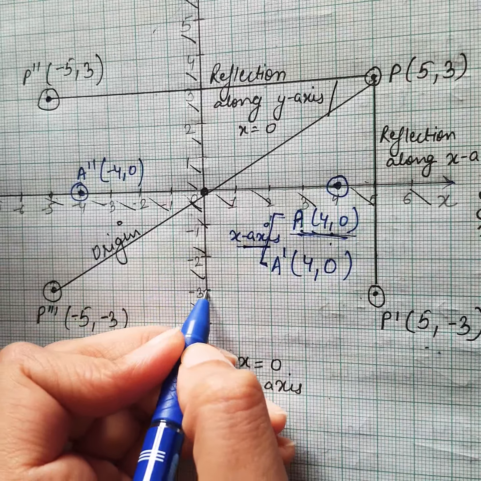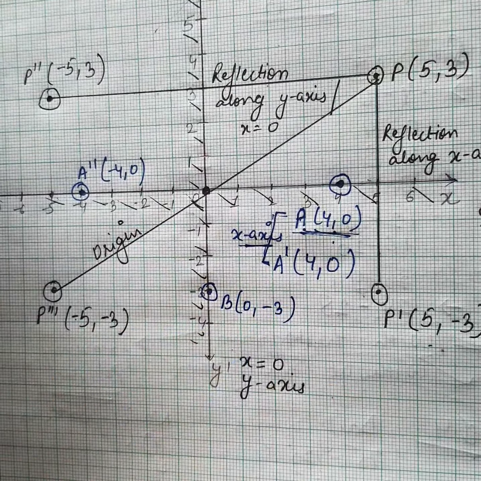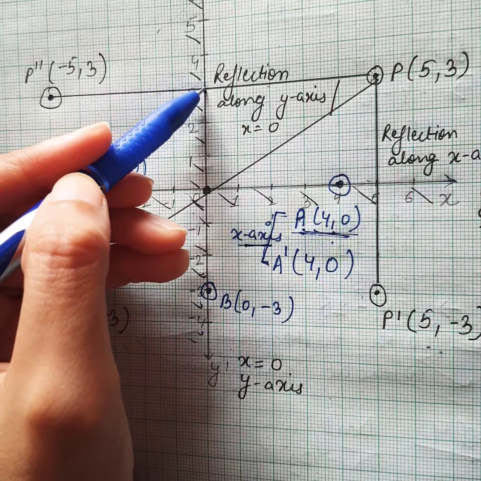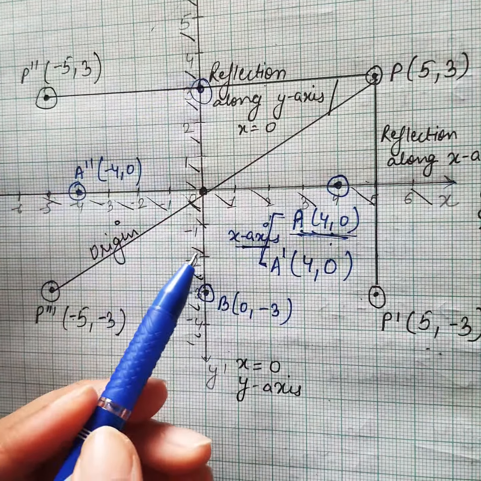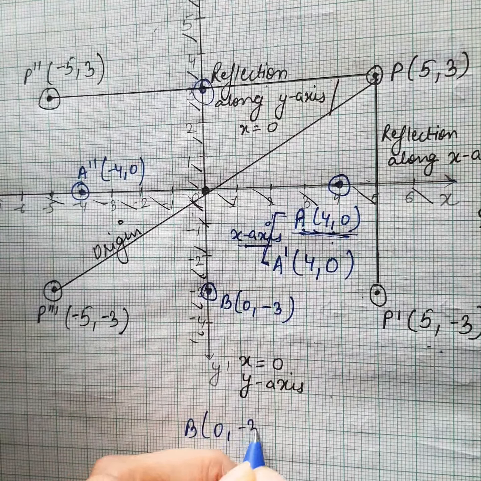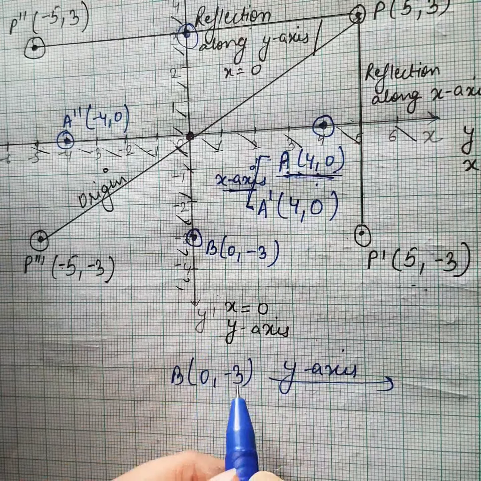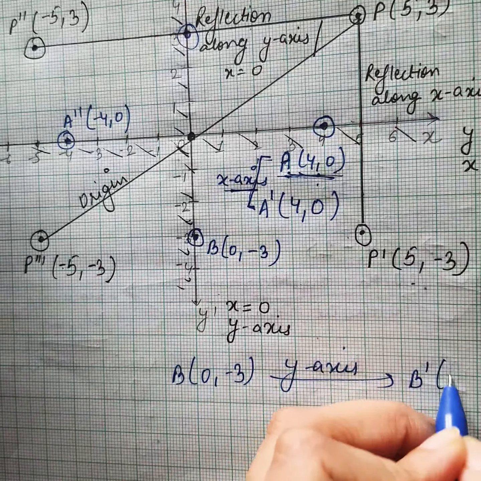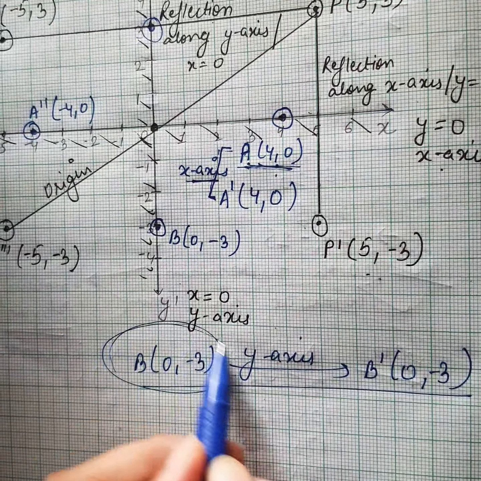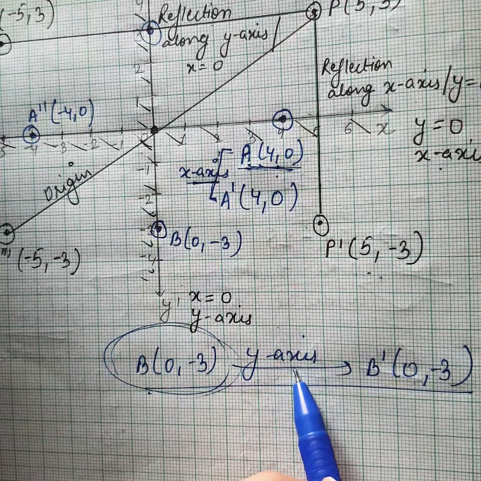Now suppose the point is on the y-axis. Let's say the point B (0, -3). If I reflect this along the x-axis, the reflected point will lie here. But if I reflect the same point along the y-axis, since the point itself is lying on the y-axis, the x coordinate is supposed to be changed, so B dash is 0 and minus 0, there will be no change. So this point is invariant only in the y-axis, not in the x-axis.